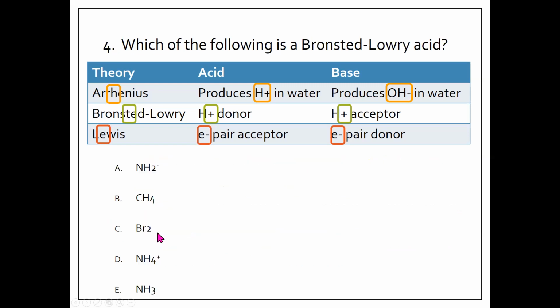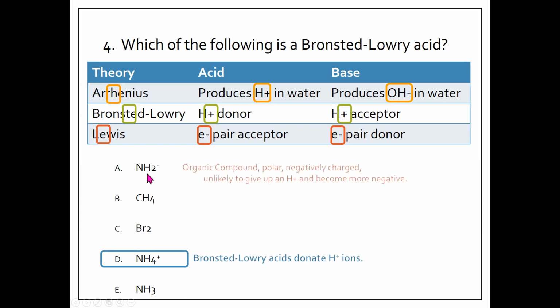Okay, so let's go on to question 4. We're looking for the Bronsted-Lowry acid. In this case, the NH4 plus is the conjugate acid of ammonia. So it's got a proton that it can donate. It's already positively charged, with an extra proton compared to the neutral ammonia. So we can think of this as a Bronsted-Lowry acid.